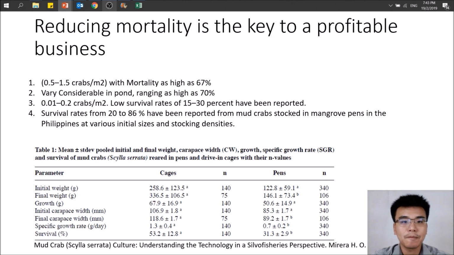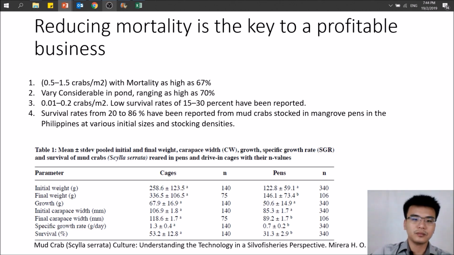Typical stocking density can be up to 0.5 to 1.5 crabs for every square meter, and with this kind of stocking density, mortality can be as high as 67%. If you are stocking up to 0.2 crabs per square meter, you can sometimes have a mortality of 85%, or in other words, a survival rate of 15%. However, survival rates from 20 to 86% have been reported in mangrove pens, depending on stocking density.